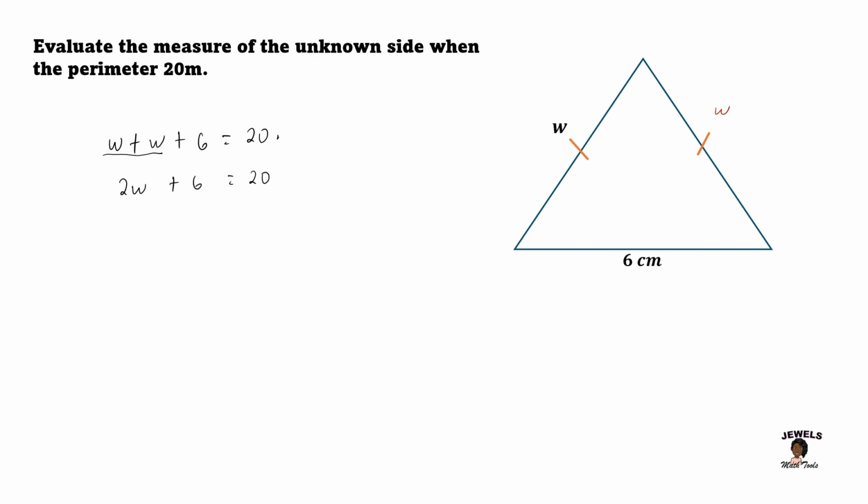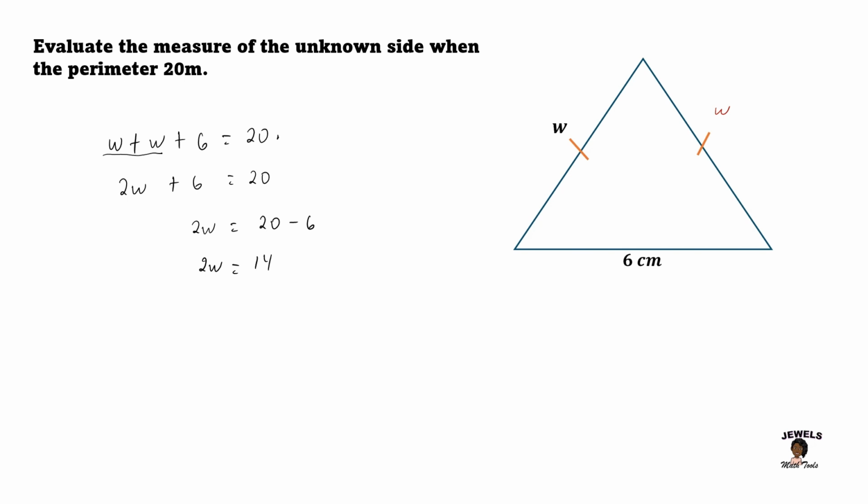Now to find the value of W in my triangle, I'm going to subtract 6 from the 20, so that I have an idea of the number I'm working with that is left over after the 6 is removed from my 20. So 20 subtract 6 will equal 14.